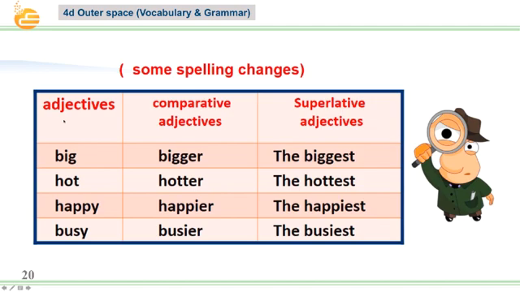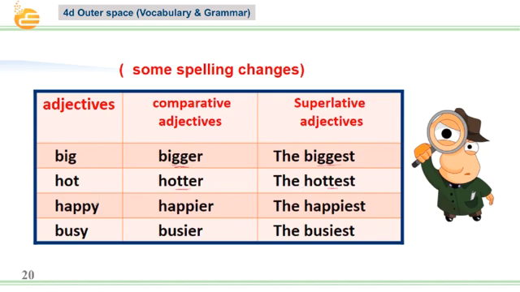Okay? Some spelling changes. Don't forget that. Adjectives, comparative adjectives, superlative adjectives. You have big, bigger, the biggest. Hot, hotter. Add here double G. Don't forget that. One to underline it, to see big, bigger. Okay? Biggest. Hot, hotter, double T, hottest.